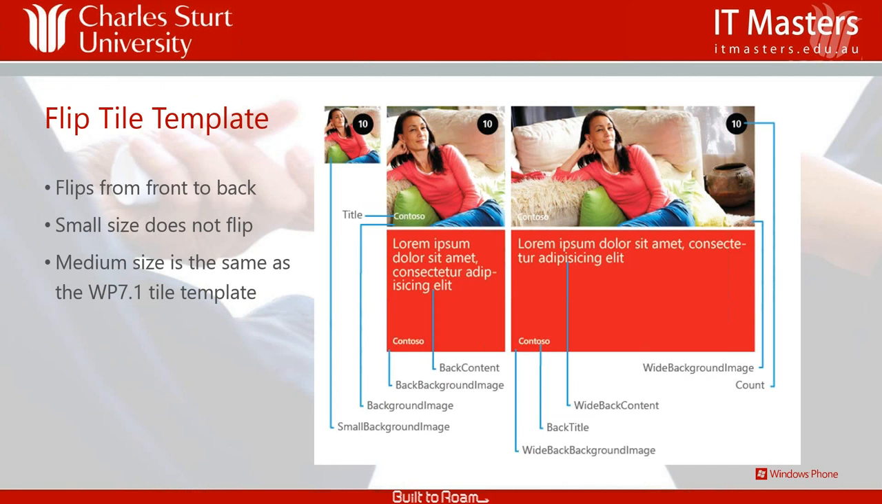Just going through the tiles in a little bit more detail. This is the flip tile template. You can see there's a number of different properties that we can now set on that. Some of these have come across from the original Windows Phone tile template, so you can see title, back content, back title, and background image. But then there are some new ones like wide background image, wide back background image and small background image. These are the additional things that you can set as part of creating your tiles.